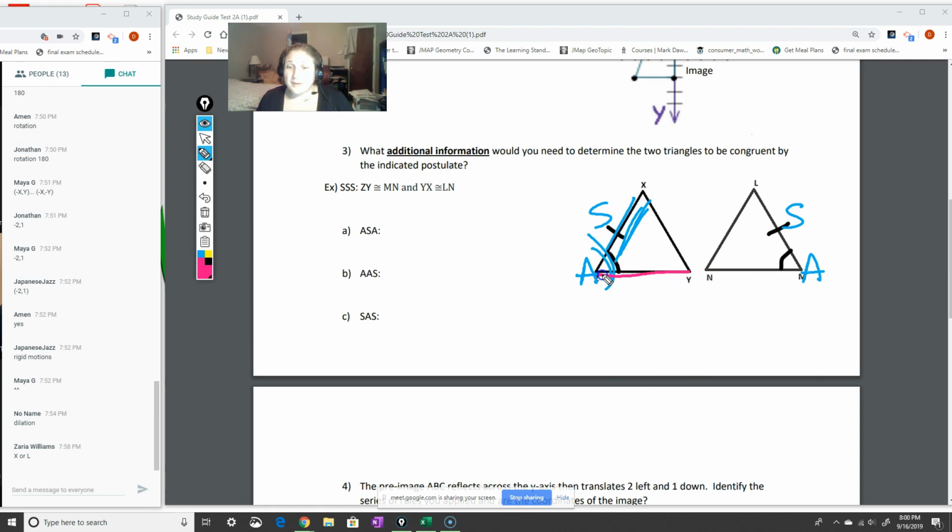Yep. Well, remember we need two letters to do sides. So it's not going to be Y and N. That would be talking about angles. So we would have to use MN and we would need Z and Y.